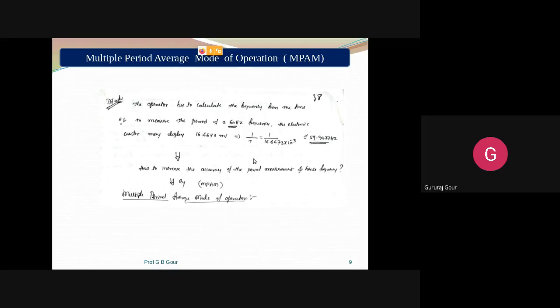Suppose I want my DTM to measure 16.6673 milliseconds. That scale is probably not possible, of course, but let us assume that scale is there for the time being. If you take the reciprocal of this, you will get 59.9977 Hertz. That is not actually equal to 60 Hertz. If you take the difference of these two, you will get some error.